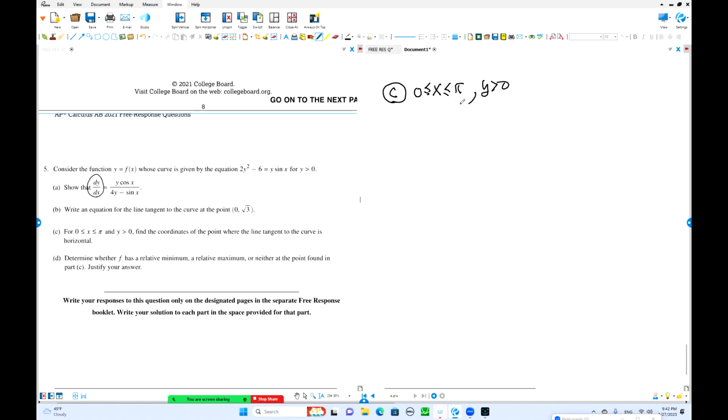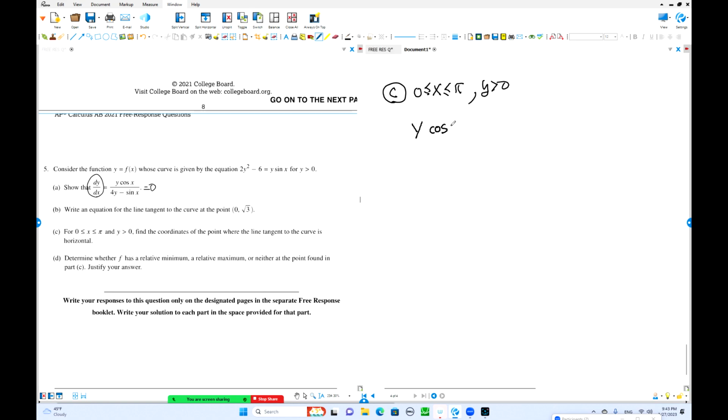Horizontal means the derivative is 0, right? On this interval, x is between 0 and pi and y is positive. It satisfies these two conditions. A horizontal tangent line means the derivative is 0 over here, isn't it? We're going to find this one.